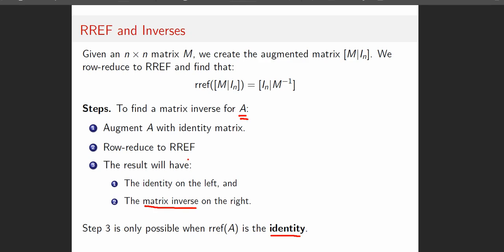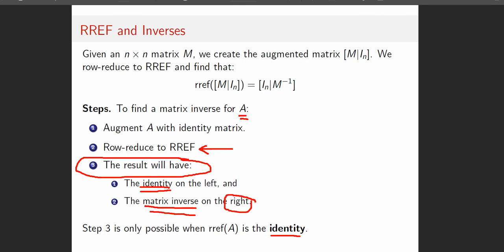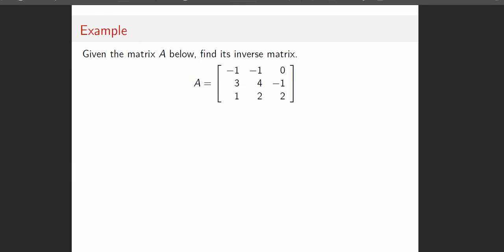Again, this isn't always possible. I can always start row reducing. The question is, can I get all the way to RREF and have it equal the identity matrix? Sometimes I can, and if I can, then that matrix has an inverse and it will be shown on the right side. So let's take a look at an example. What if we have a matrix A and we want to find its inverse matrix?